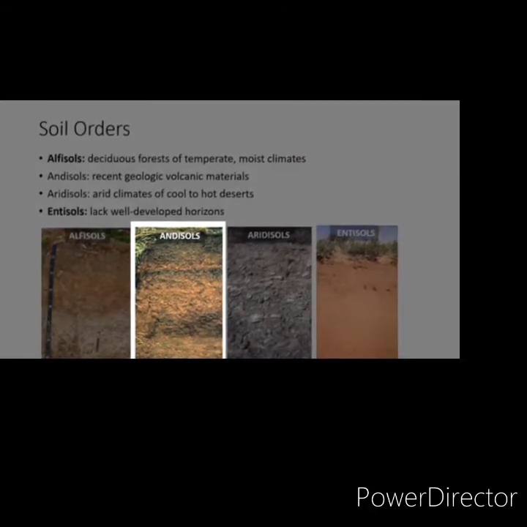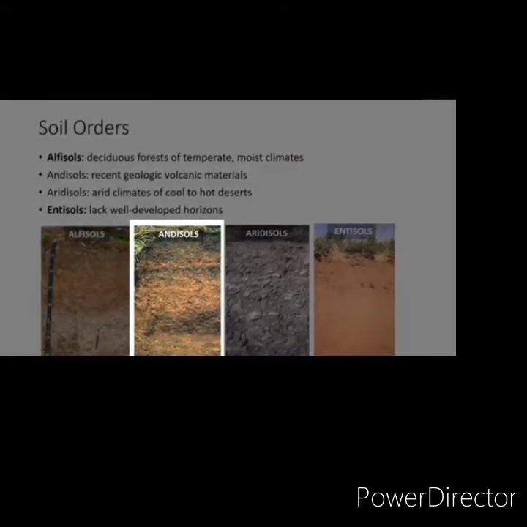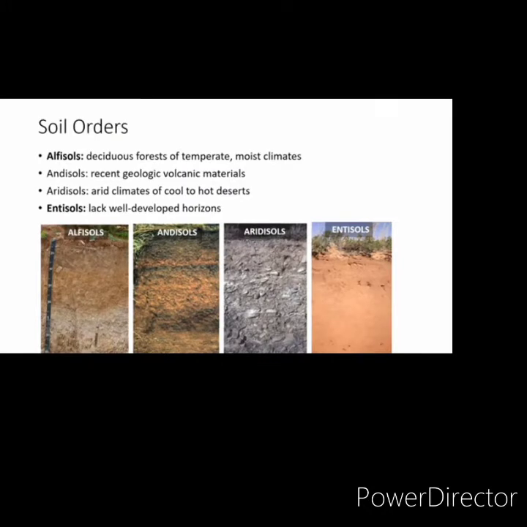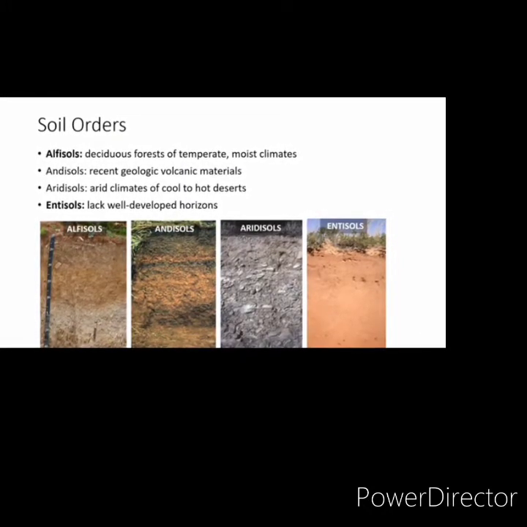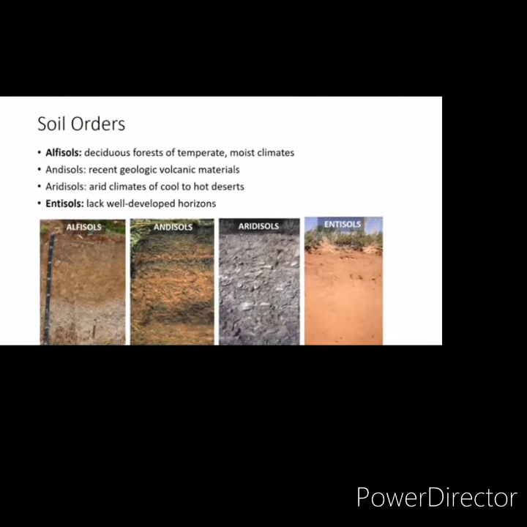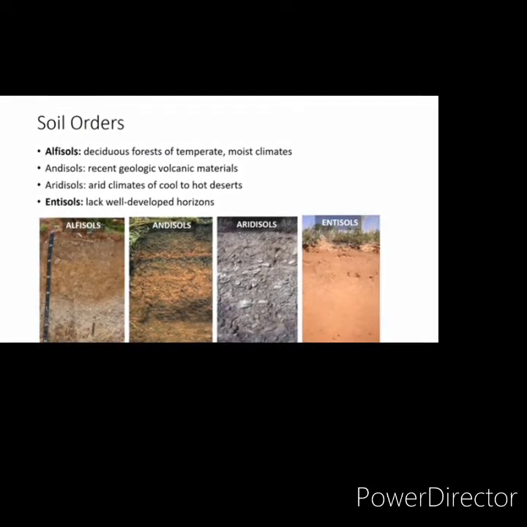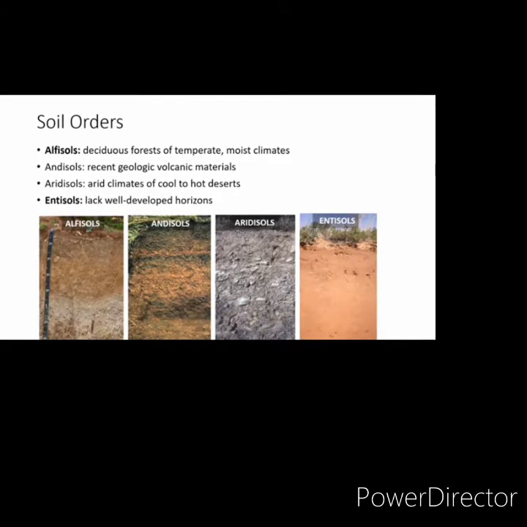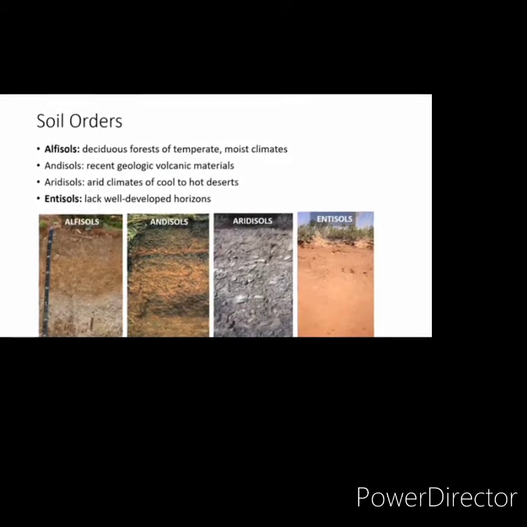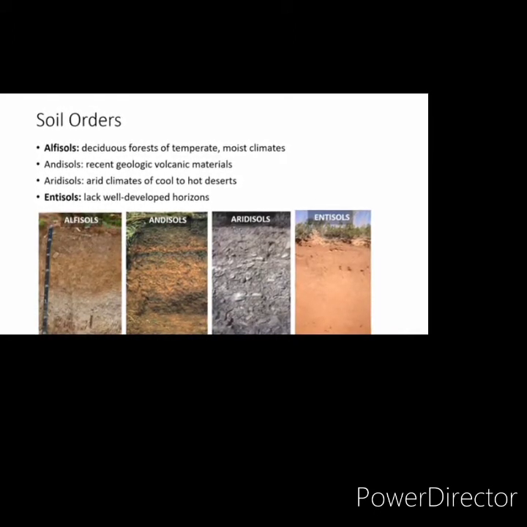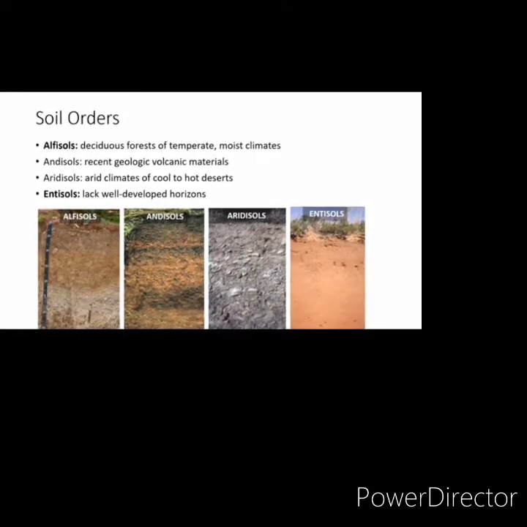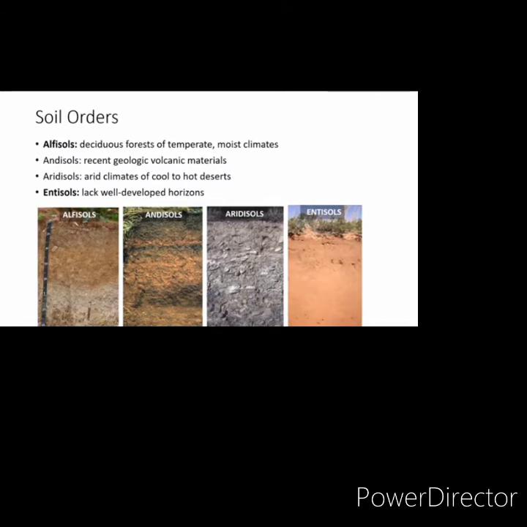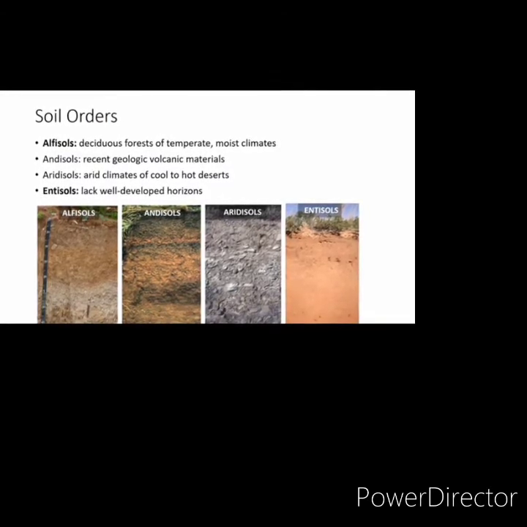Andisols form in geologically recent volcanic materials. The parent materials are weathered particles of volcanic glass, which provide a very distinctive soil. Ando means black. The soil is lightweight, typically dark-colored, high in organic matter, easy to till, with a high water-holding capacity. These also make good agricultural soils and make up about 2% of U.S. soils, mostly in the Pacific Northwest, Hawaii, and Alaska.